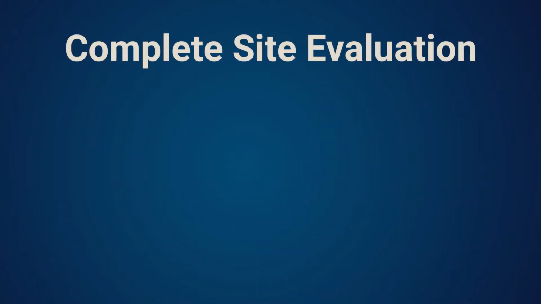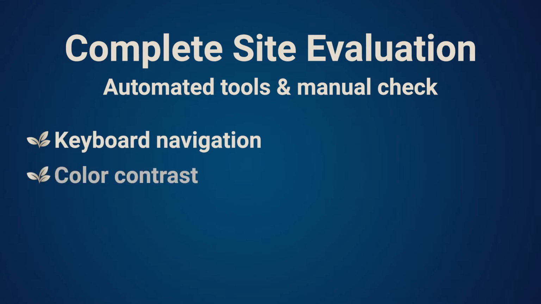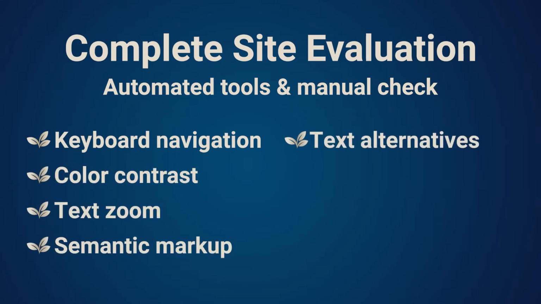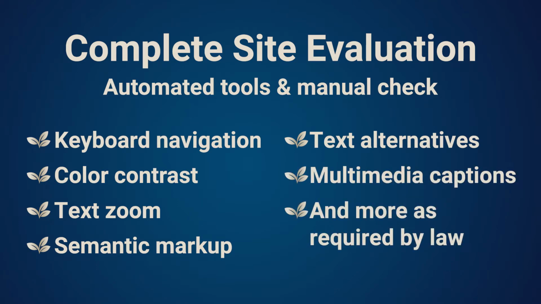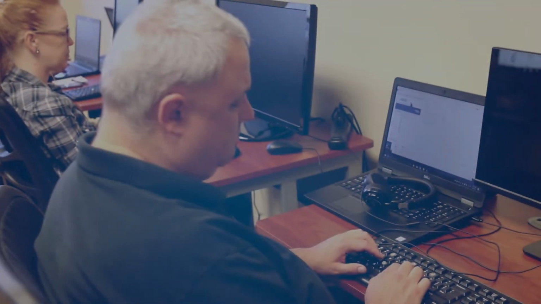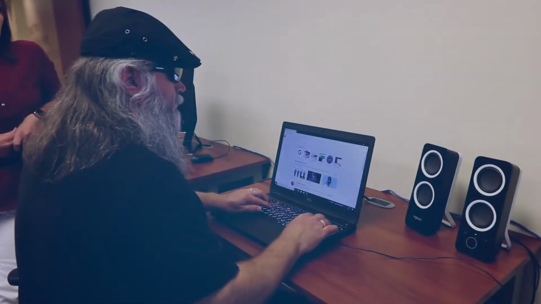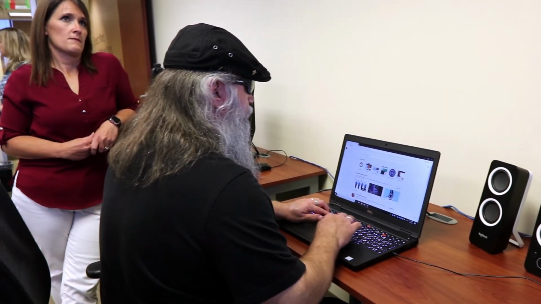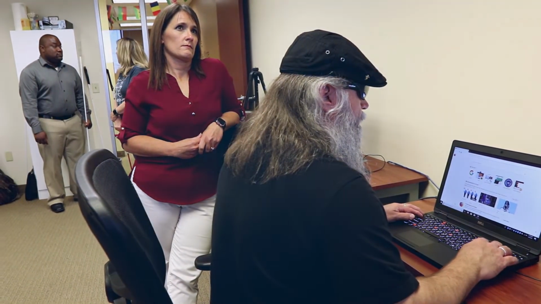Our auditing services include a whole site evaluation using automated tools and an in-depth manual assessment to test for things like keyboard navigation, color contrast, text zoom, proper semantic markup, appropriate text alternatives, accurate multimedia captions, and every other guideline required by federal law. We also work with a team of visually impaired users to read through your website with screen readers. This is a vital step in our assessment to provide you with practical and crucial feedback as to the real-world accessibility of your website.